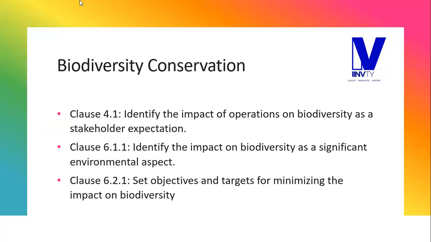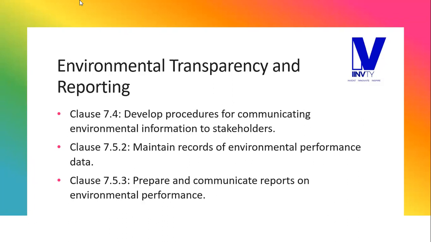Next, about biodiversity. Make sure that you treat biodiversity as a significant environmental aspect in 6.1.1. Identify the impact on biodiversity and make sure that you have been identifying the aspects, because it's going to be a very important pillar of our ESG, the first pillar, environment. Next, make sure that you have an objective to reduce or minimize the impact on biodiversity.